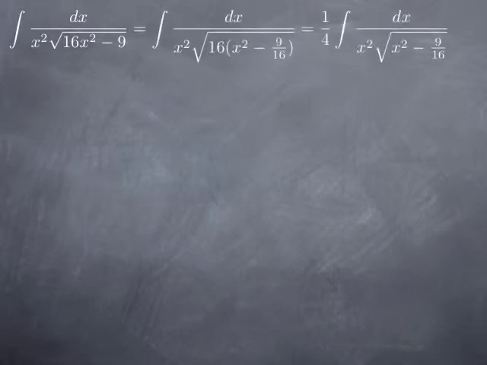Here you have this factor 16 in front of x squared inside the root that is in the way in some sense, so I'm going to factor it out. If I factor 16 out, I'm going to pull it out of the root. That's going to be a 4, and so I have 1/4 coming out of the integral. And then inside my root I have x squared minus 9 over 16.